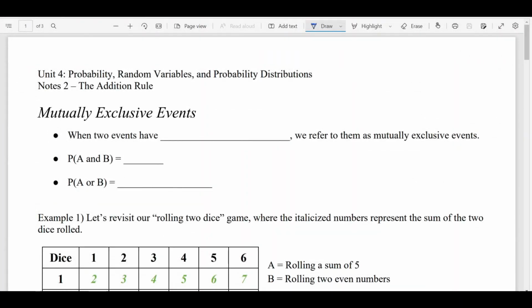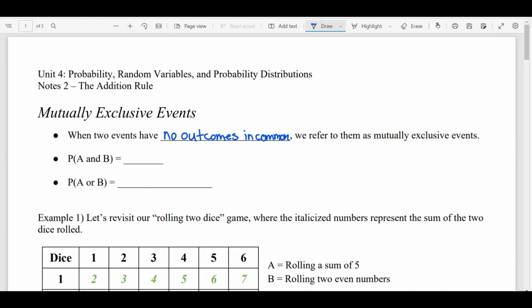Before we get into what the addition rule is, we're going to talk about a special type of occurrence called mutually exclusive events. Mutually exclusive events happen when two events have no outcomes in common, meaning that they cannot occur together. So I have two bullet points here. It says the probability of A and B and the probability of A or B.